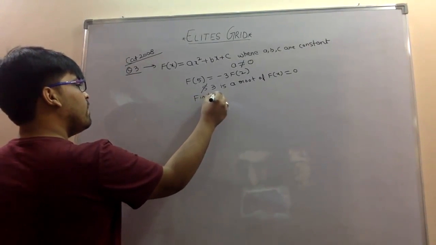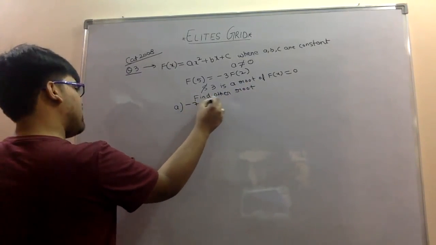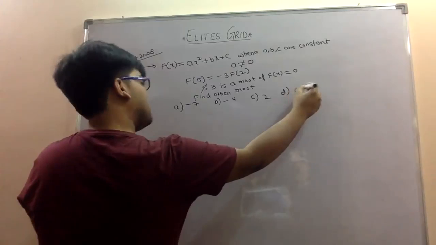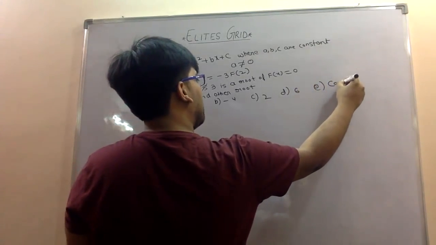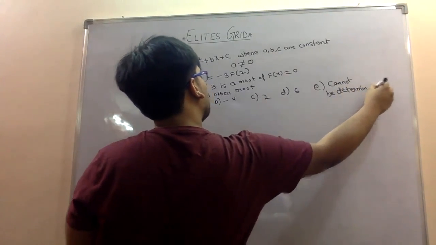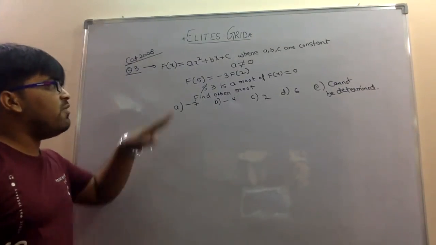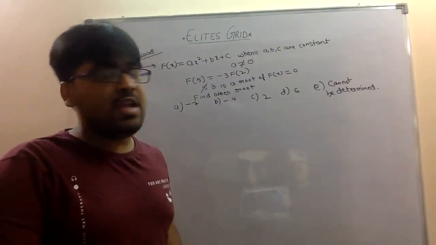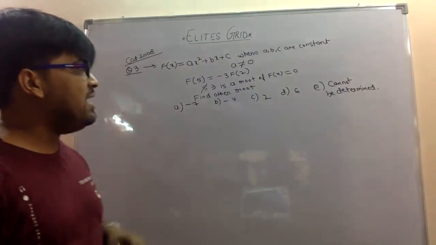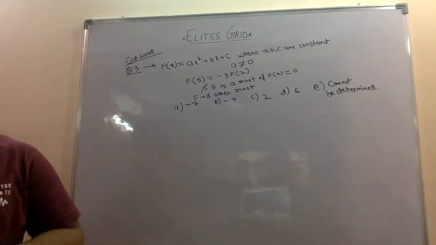Find the other root. Options are minus 7, minus 4, 2, 6 and cannot be determined. Try this question. This is a CAT 2008 question. f(x) is given as ax square plus bx plus c, where a, b, c are constants and a should not be equal to 0. And f(5) is given as minus 3 f(2), and 3 is the root of this particular equation. Find the other root. You want to find the value of the other root. Try this question.